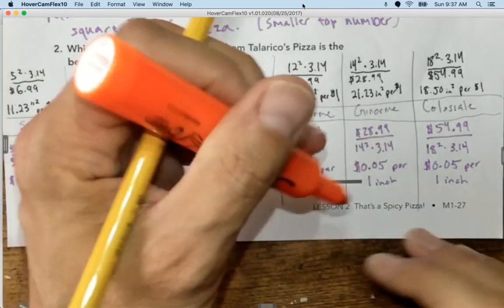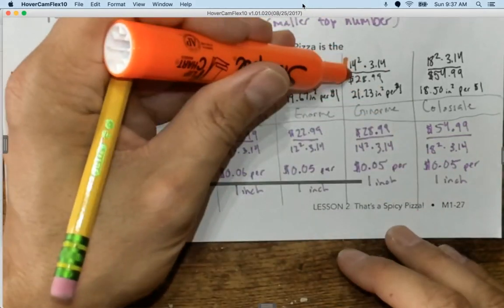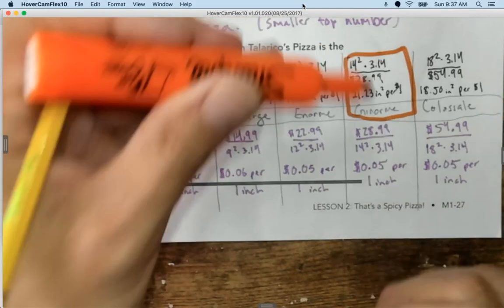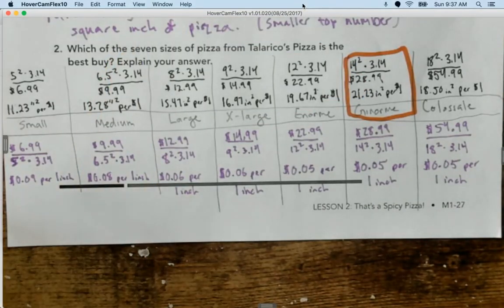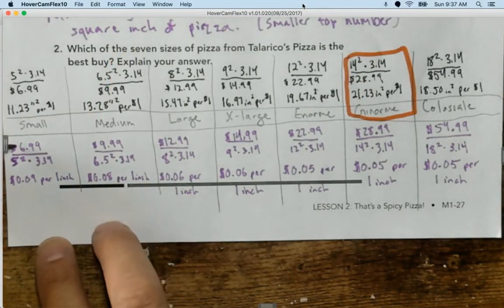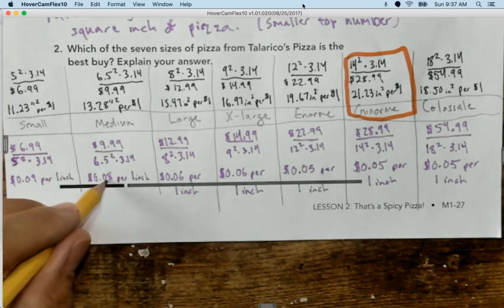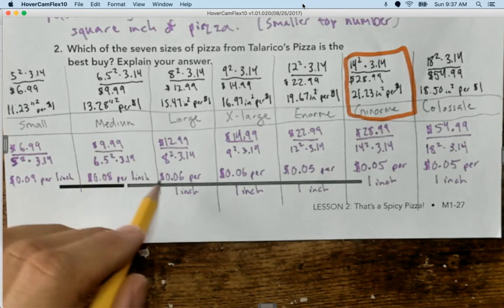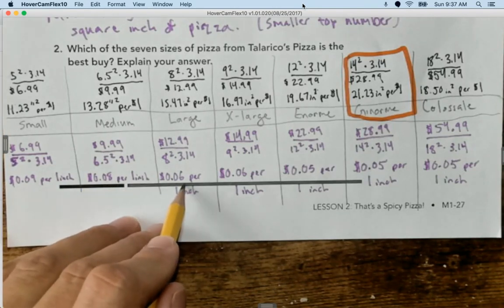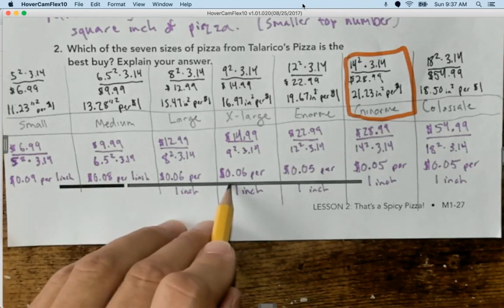So for Lena's method, the ginormous is the most amount. For Michael, I have the price on top, so the price divided by the area of the pizza, r squared times pi. And so 9 cents per square inch, 8 cents per square inch of pizza, 6 cents per square inch of pizza, 6 cents per square inch of pizza.